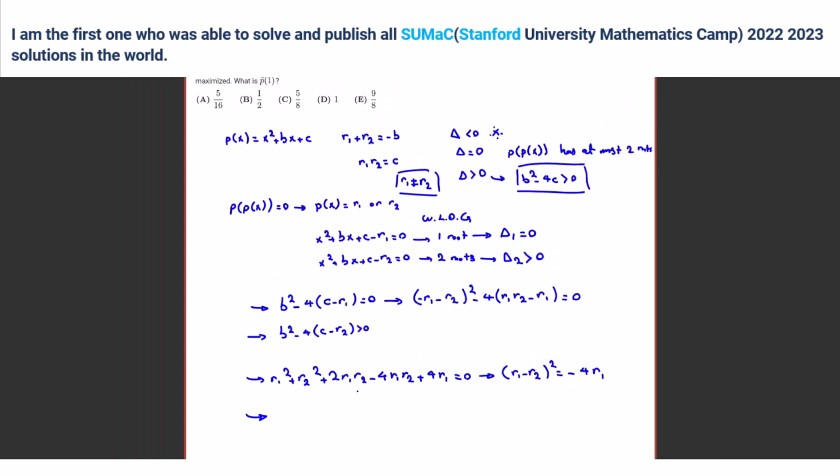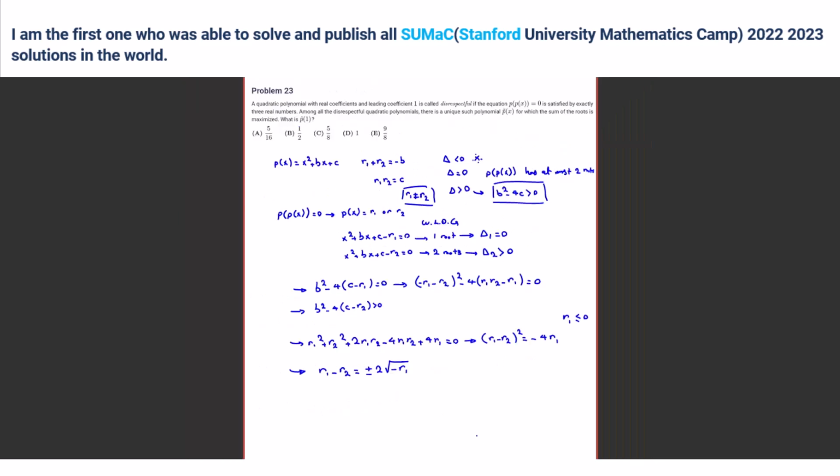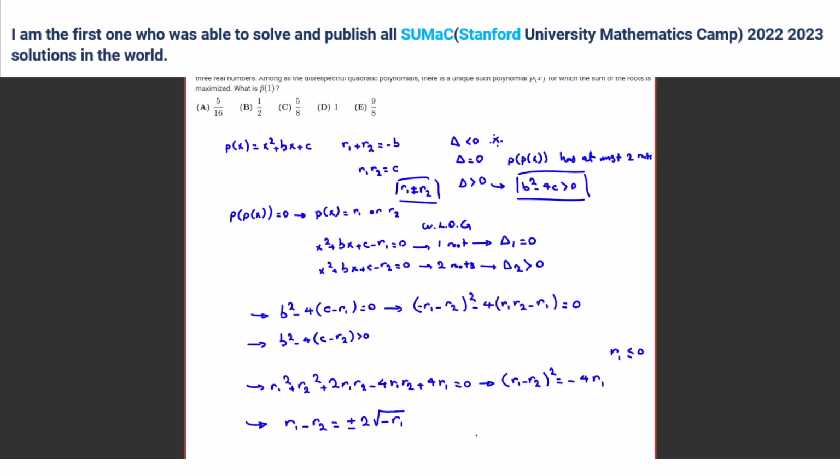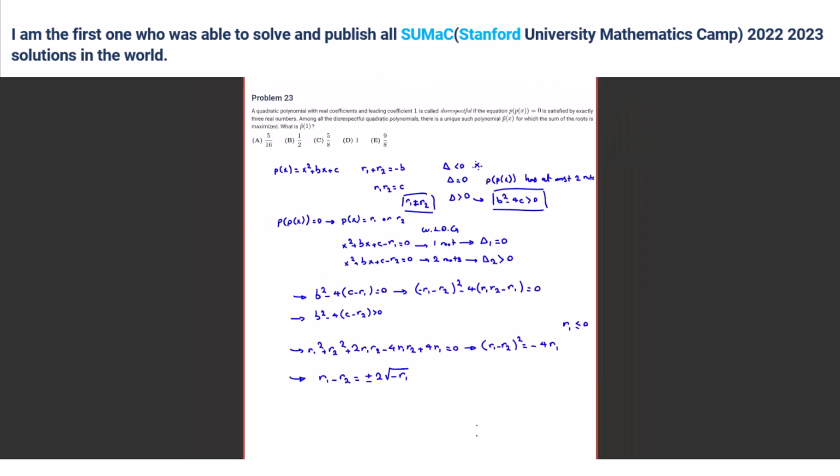Now, R1 is positive or negative? Negative, less than or equal to 0, right? So we can conclude R1 minus R2 is plus or minus 2 times the square root of negative R1. You can reject one of them. Want to try it on your own?